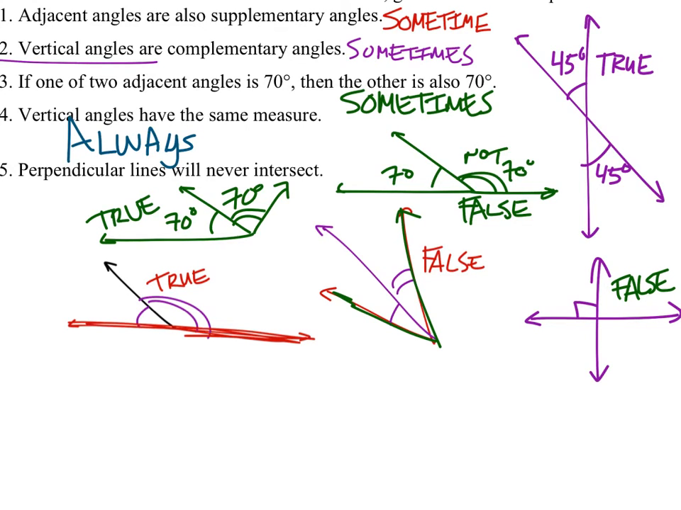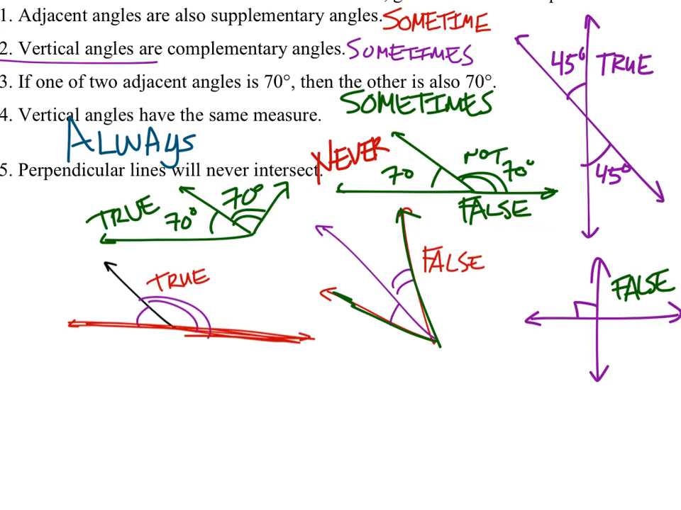And 15, perpendicular lines will never intersect. That's false. No, they will always. I'm sorry, that one is a never. Yeah, never. They will never intersect, meaning they will always intersect.